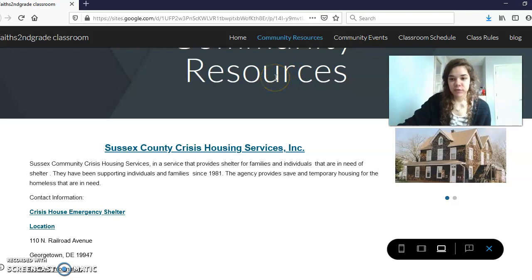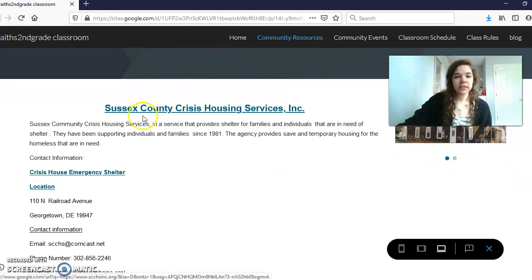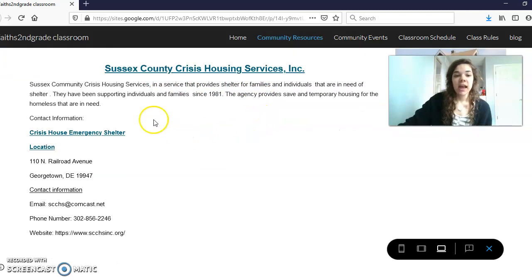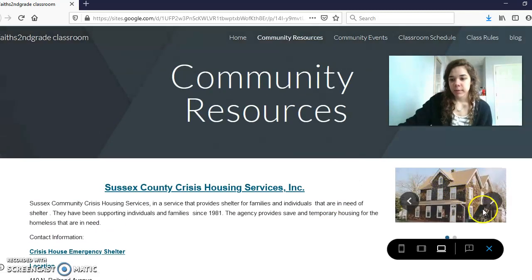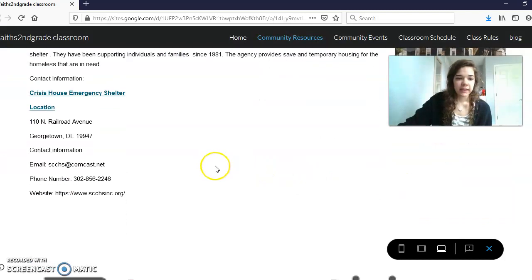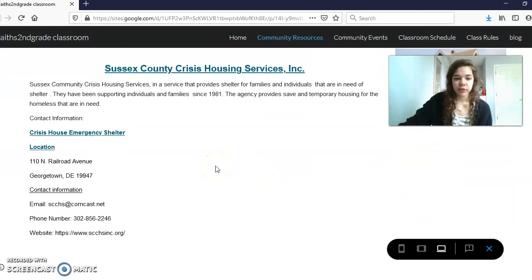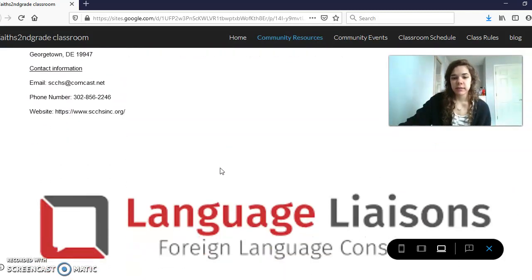And this tab has 4 community resources, and the first is Sussex County Crisis Housing Services, and this is the housing services for low-income homeless people. Up here we have a couple pictures. And it has the address and the contact information, as well as the website.